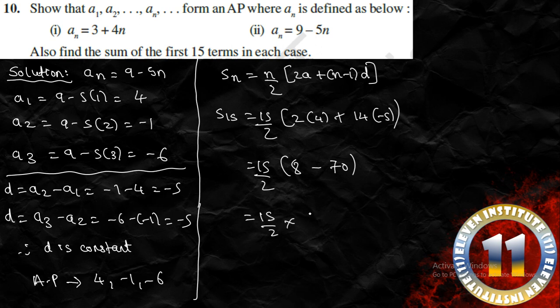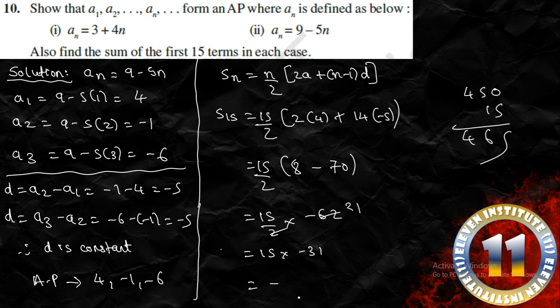So 15 upon 2 into minus 62, this will cancel over here, 31 times. So we have 15 into minus 31. Now first of all the answer will be negative, that is for sure. 15 into 30. What is 15 into 30? 15 3s are 45, so 15 into 30 will be 450, and 15 into 1 is 15, so add that 15 over here, we get 465. So here we get the answer as 465.